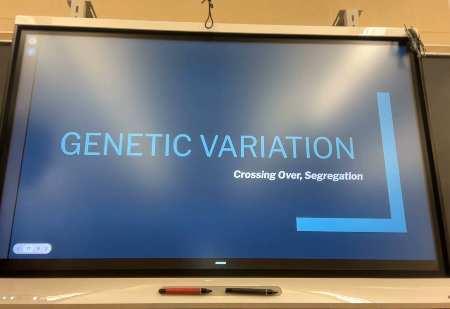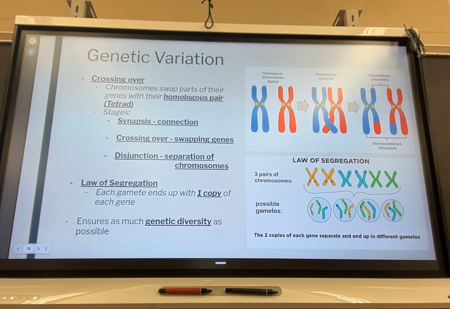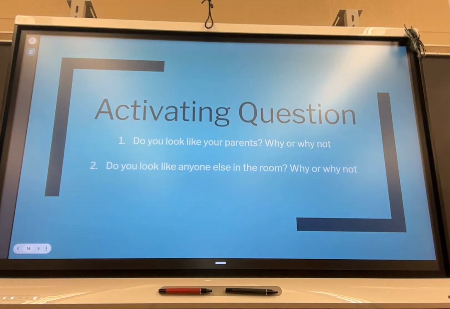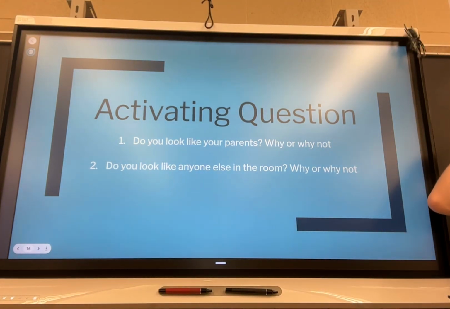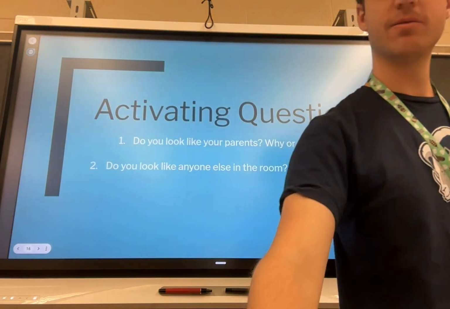So, before we go into actual meiosis, I want to just cover a little bit of genetic variation. On your paper, there's a spot for the activating question. I have 2 questions for you. Think about these independently and jot down what you think. Do you look like your parents? Why or why not? Jot it down. And do you look like anyone else in the room? Why or why not? So write it down.